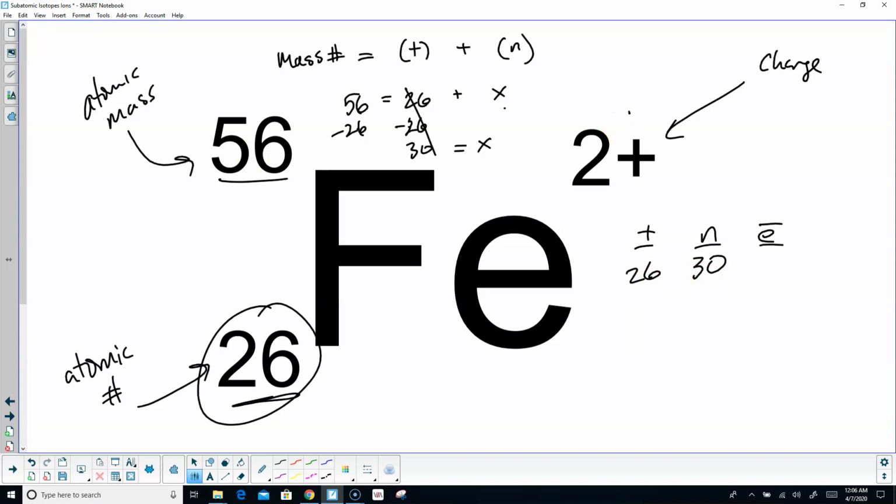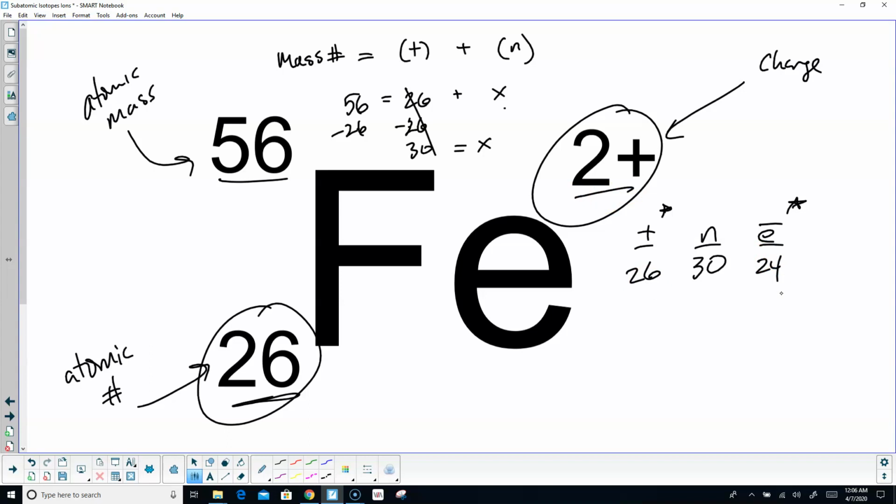For the electrons, notice this thing has a charge. If that charge were not there, the electrons and protons would be equal. The number of positives and negatives would cancel out. But because I have a charge here, and notice it's positive, am I going to have more protons or more electrons? Well, it's going to be protons because it's positive. How many more? The answer is 2. So if this is 26, this has to be 24. And that's how you do this.